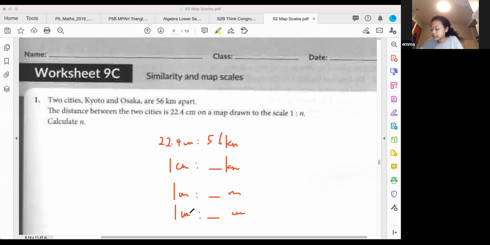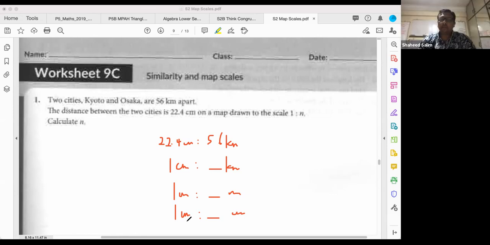1 cm to 2,500 cm. Okay, so you drop the cm, so 1 is to 250,000, right? Am I correct? Yeah, well done.